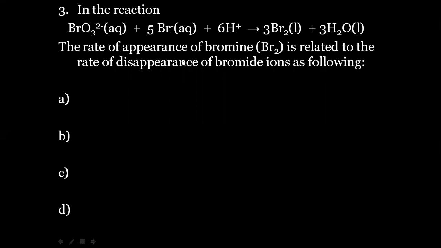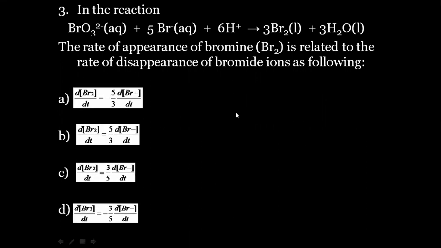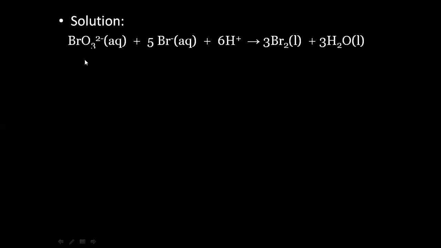The rate of appearance of bromine is related to the rate of disappearance of bromide ion as follows. These are the four options they have given. Now our problem is to find out which one is correct. Again, the same thing: first we'll write the rate expression. Whenever you encounter such a problem, always first try to find the rate expression.